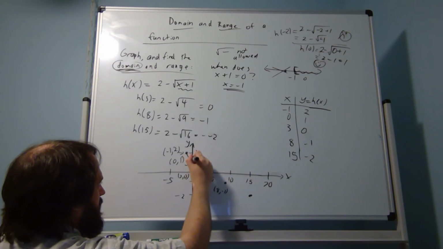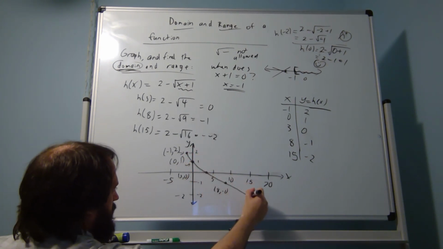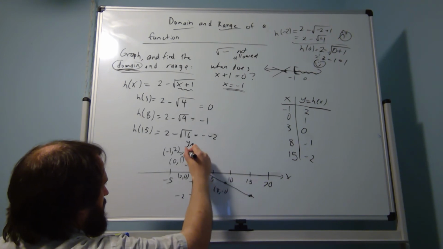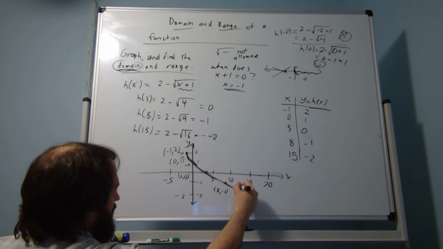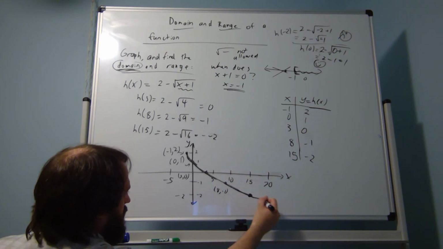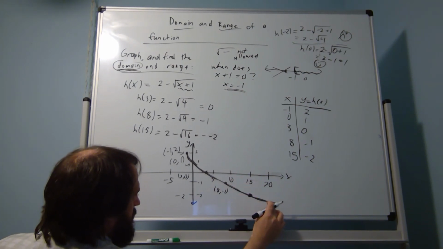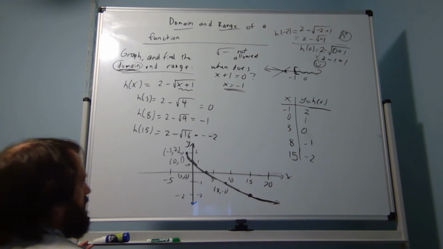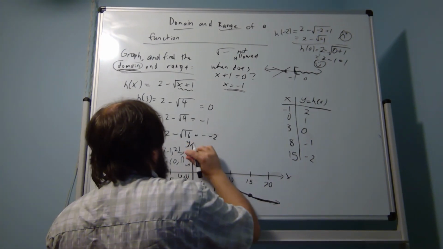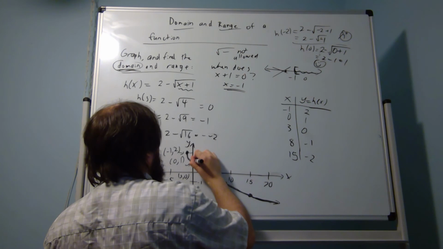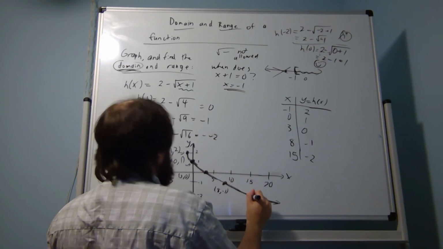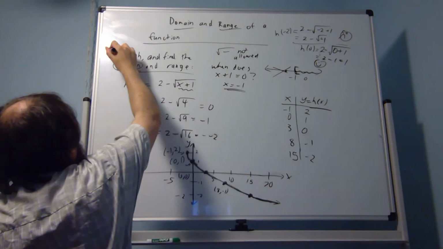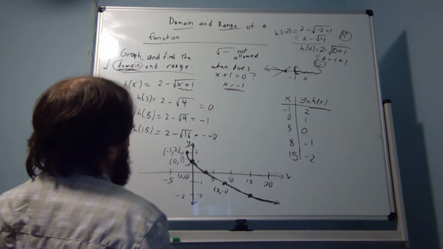So it looks like, if I were a really, really great artist, I could make it smoother, but computers can do it really. If you want it really, really good, you get a computer to do it. So we graphed, we found the domain, and now we just need the range.